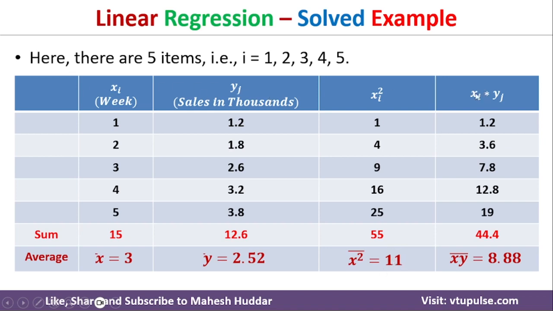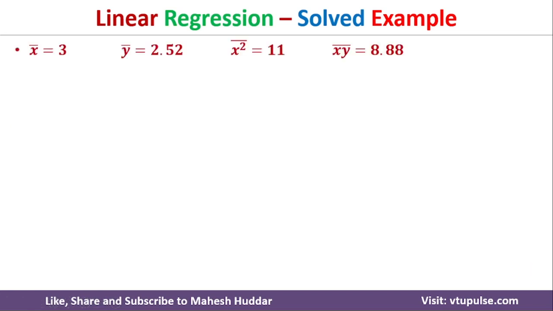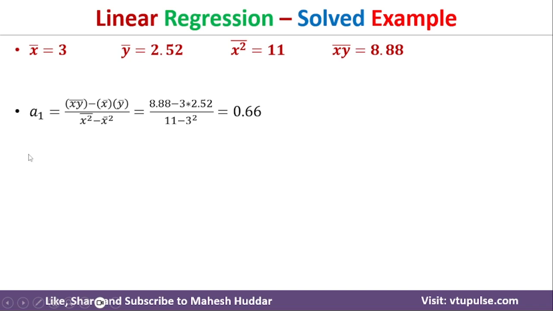Now we calculate xy, that is x into y. 1 into 1.2 is 1.2. 2 into 1.8 is 3.6, and so on. We get 44.4 here. 44.4 divided by 5 is the mean of xy, which is equal to 8.88 in this case. Once you calculate these parameters, we will put them in the a1 equation.